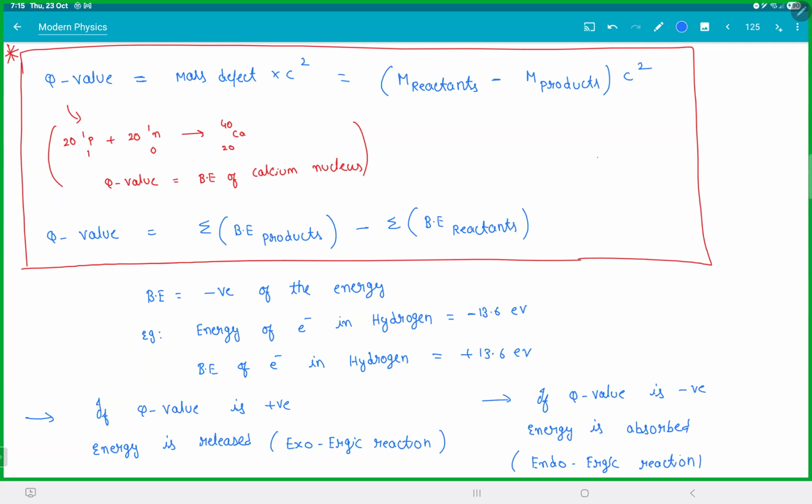Let's see a few questions on this. So how many formulas still do I have to remember? First thing was the radius of the nucleus. Second thing was the mass defect, binding energy per nucleon, and the Q value. So like 4 things.